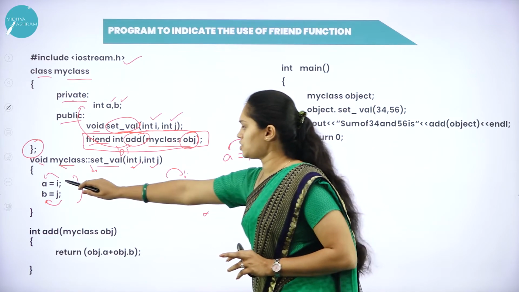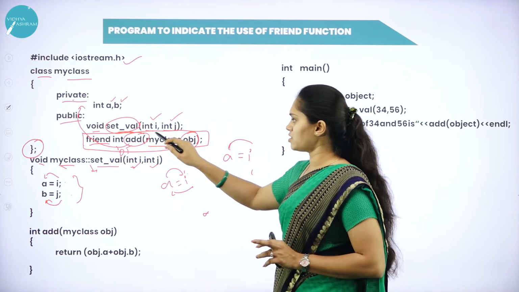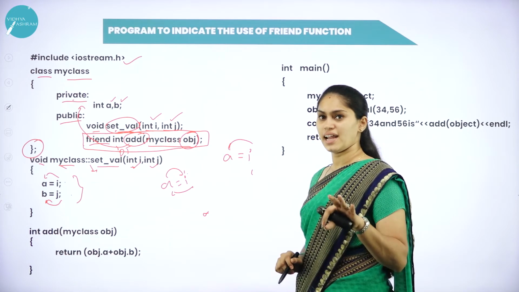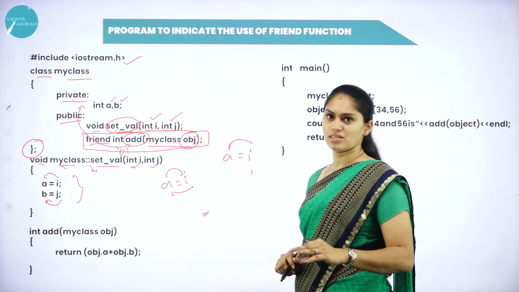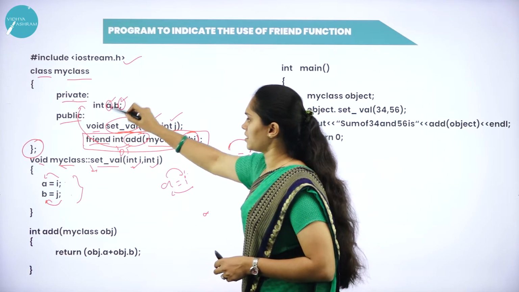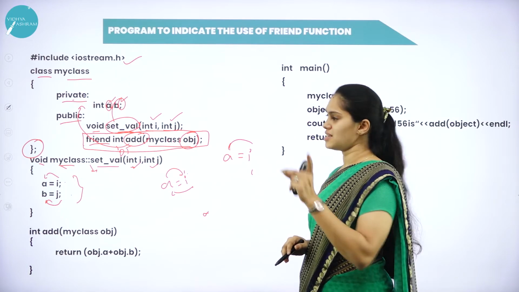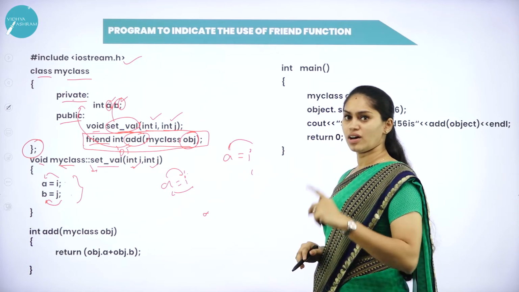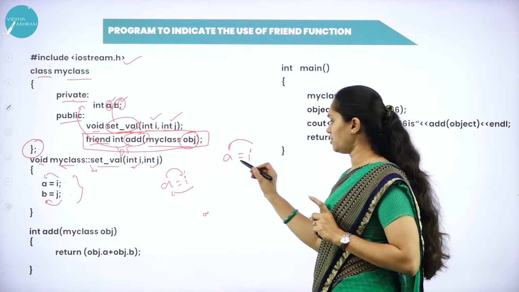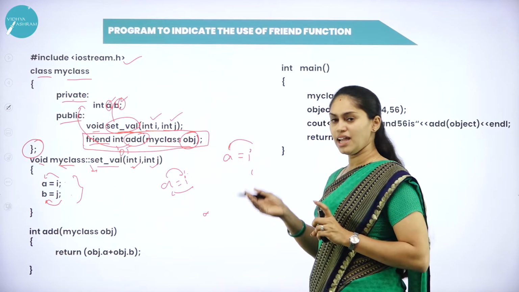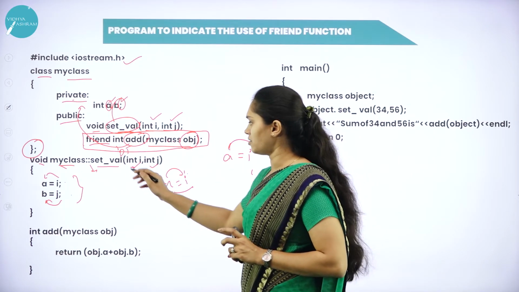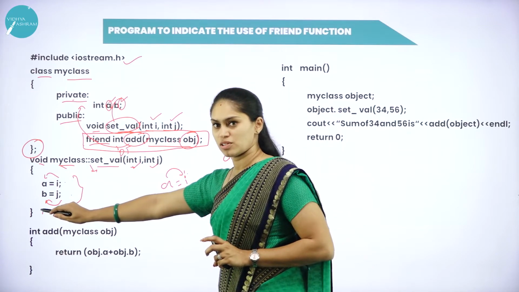So these two are the parameters of the member function set val, but I want to access the data members which come under private. Which are the data members which come under private here? A and B. So in order to access this A and B, I am assigning or copying the value of i and j to A and B. What it means is, A is the same as i and j is the same as B. Okay, that is regarding the function set val, and I am going to close the scope.